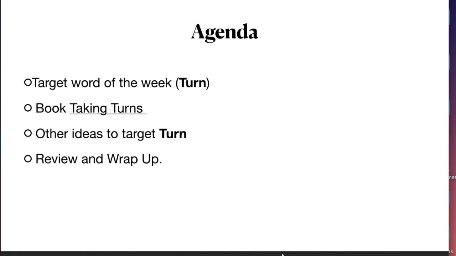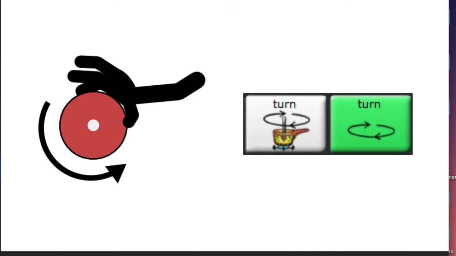So before we start, we can see a few examples of the core word turn, depending on the type of pictures that are being used. As you can see, these pictures are very different, but they mean the same thing, turn. So now we're going to read a book called Taking Turns.